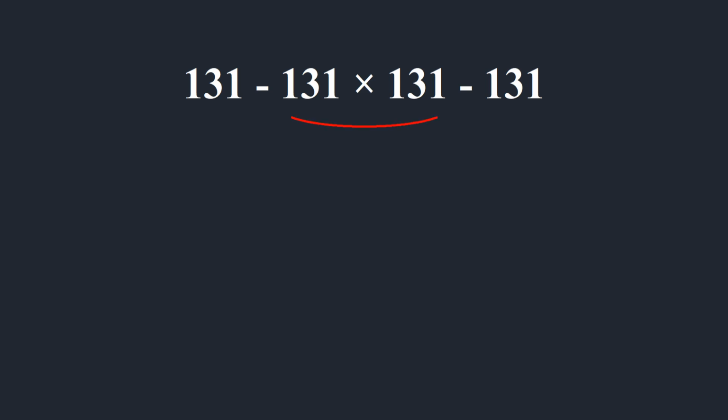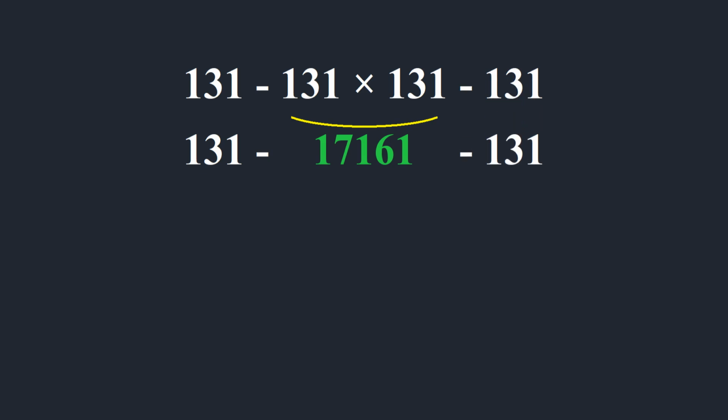So we have first this multiplication, 131 times 131 equals 17,161. So we have 131 minus 17,161 minus 131, and we have two subtractions. According to the order of operations, we do this subtraction, then this subtraction.